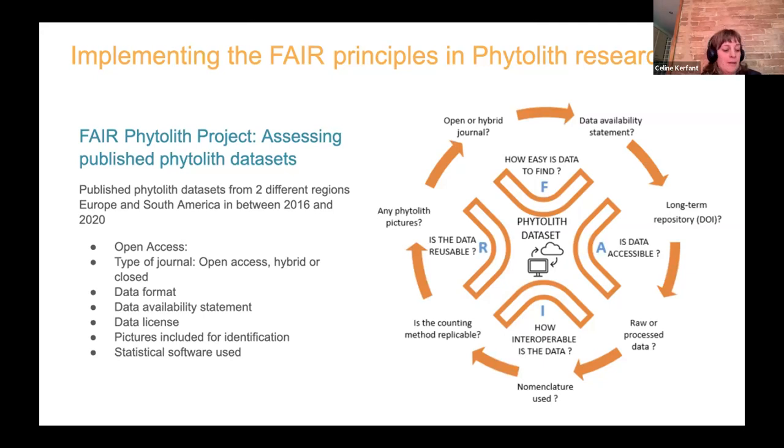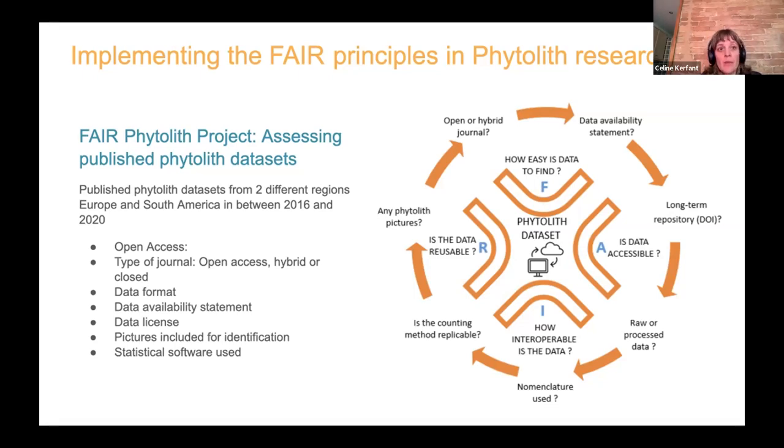And finally, to check the reusability of the data, we specifically looked at whether there was a data availability statement, or DAS, indicating how to reuse the data in the article. 12% of DAS were found in the articles, 5% were found under request, and 1% was found in a repository, but that also means that 82% did not show any DAS. This is a selection of the preliminary results that we got so far, and this is to say that we really need a change of culture in the way we are sharing phytolith data.